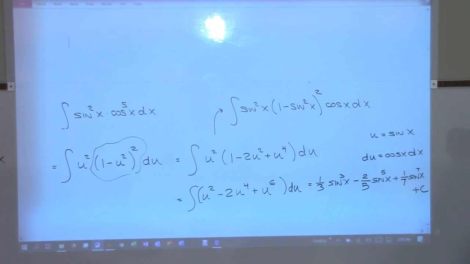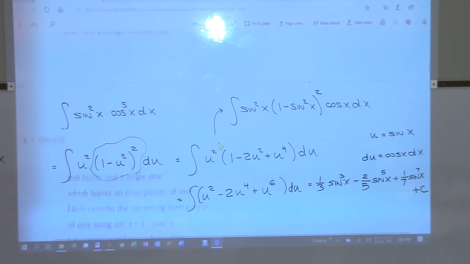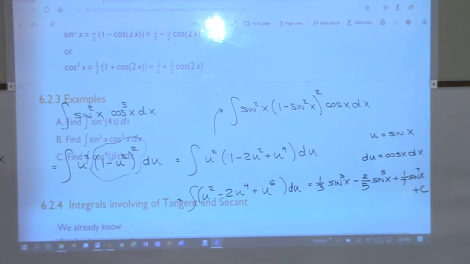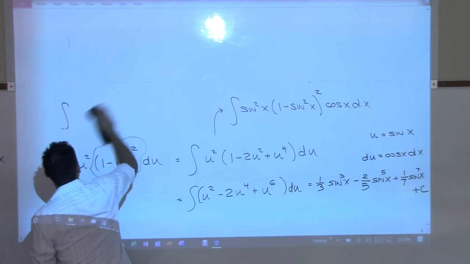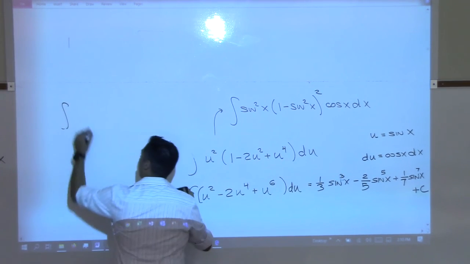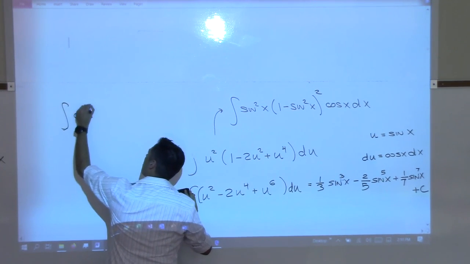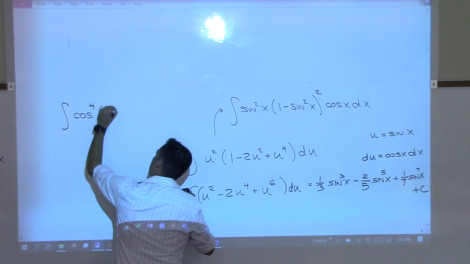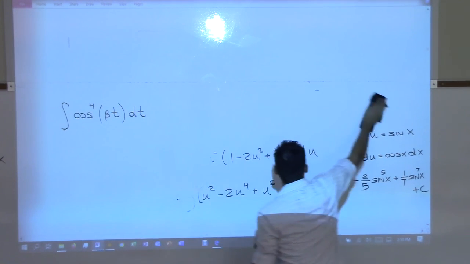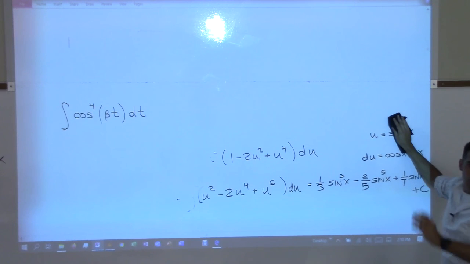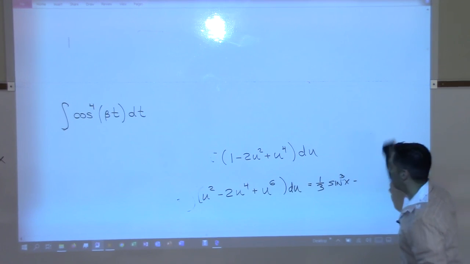Okay, let's take a look at another one. Cosine to the fourth power of beta t. Now beta is a constant, so beta is like a number. It may as well be the number 5, except we just don't know what its value is. So we want to treat it like a constant throughout the whole problem.